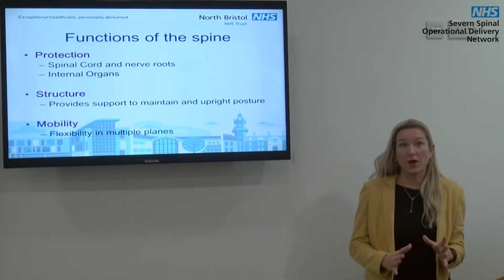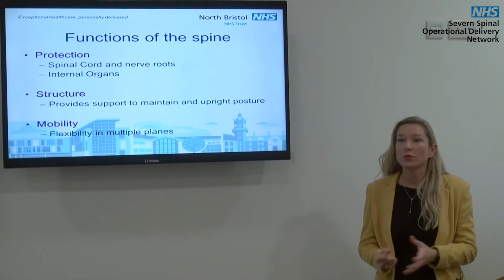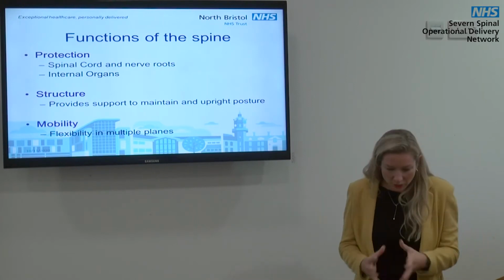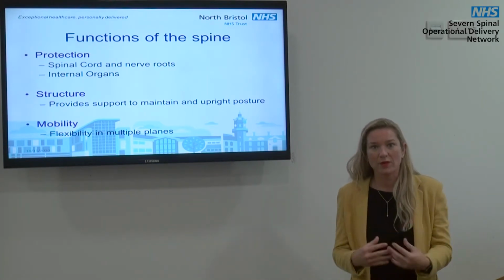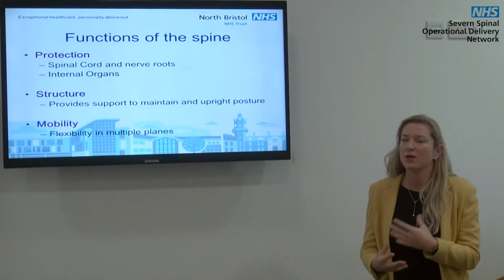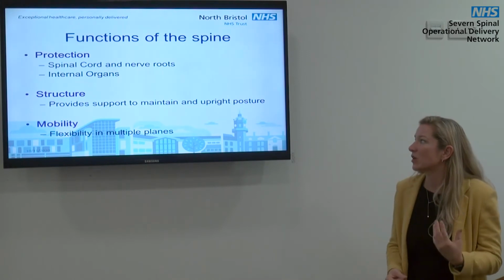So, functions of the spine. It's got three main functions. First one is protection. This is protection of the spinal cord and the nerves, but also protection of all the organs around. It's really important for some of the retroperitoneal organs, such as the pancreas, the stomach, and various other things. That protects those.